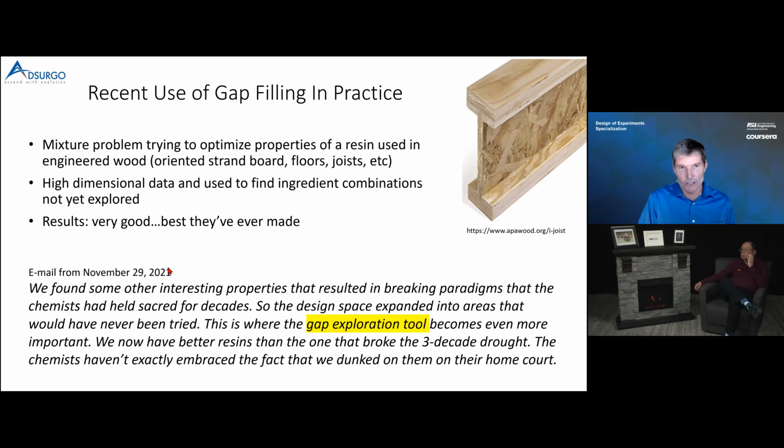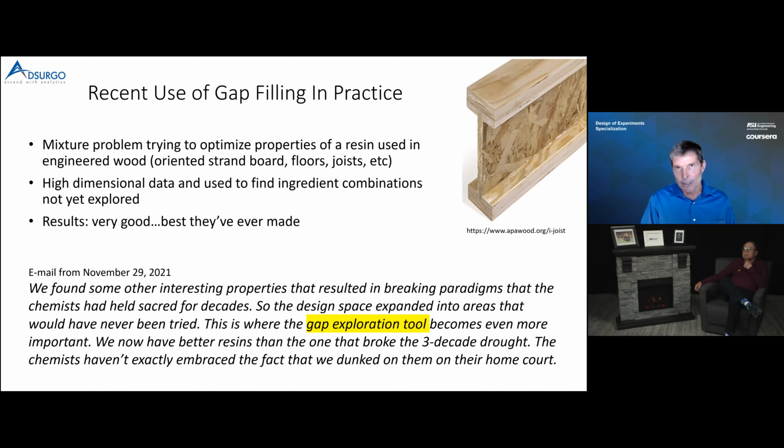And this is an email I just got from Dan last week, and I'll read it verbatim. It says, "We found some other interesting properties that resulted in breaking paradigms that chemists had held sacred for decades. So the design space expanded into areas that we'd never tried before. This is where the gap exploration tool becomes even more important.